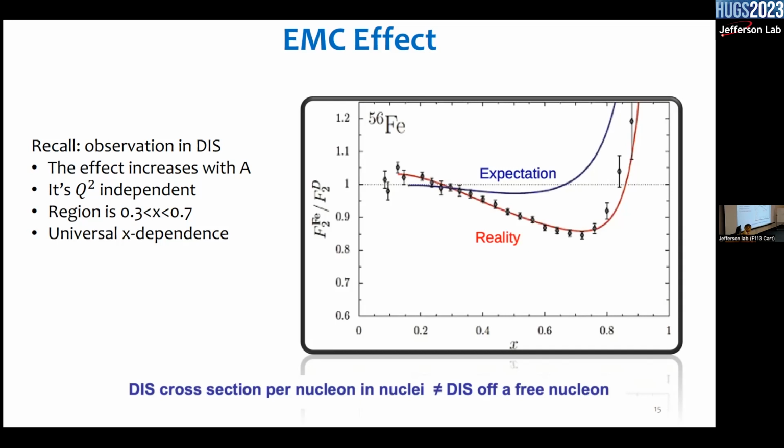The slope is a handle that we use as we try to understand the magnitude of the EMC effect and its relation to other things. The effect increases with A, so the heavier nuclei have steeper slopes. It's relatively Q squared independent, but universally observed for all nuclei in this region. The bottom line is that the cross-section per nucleon in nuclei is not the same as that of a free nucleon.